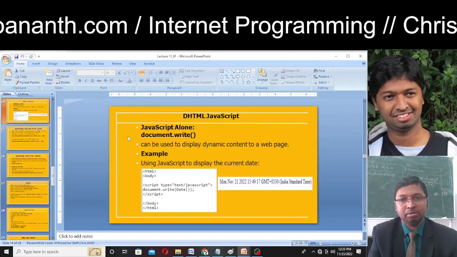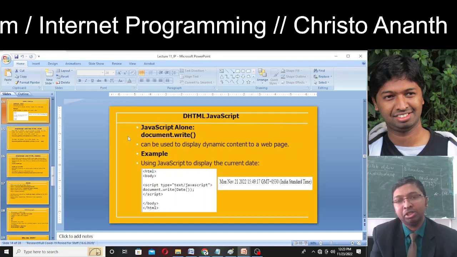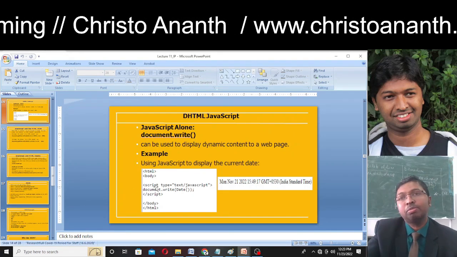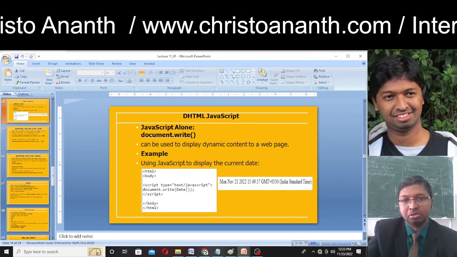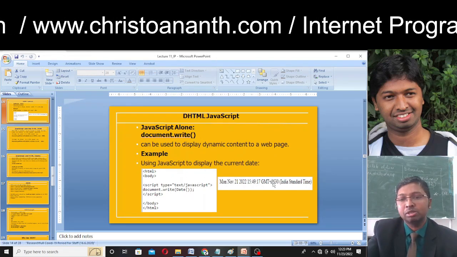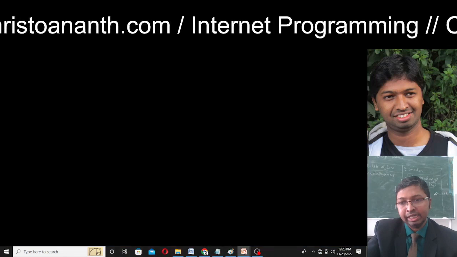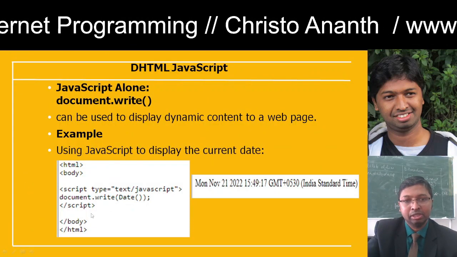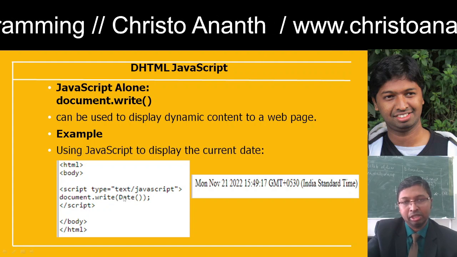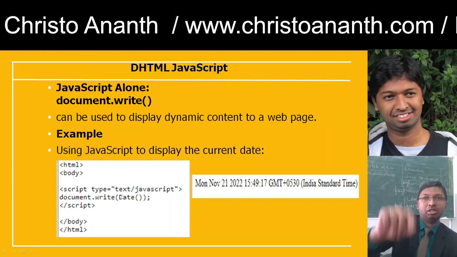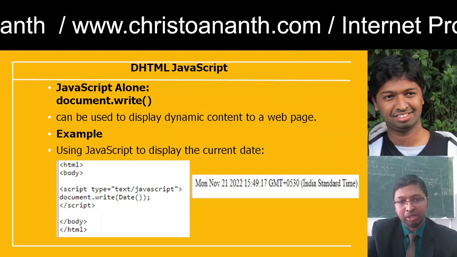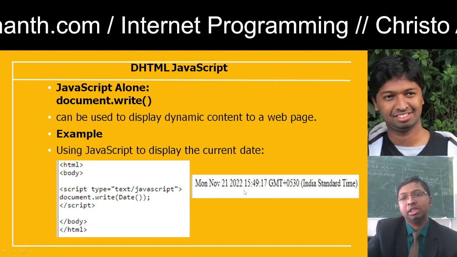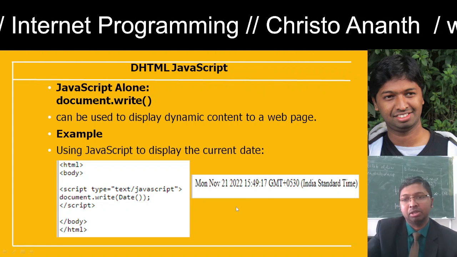In dynamic HTML, JavaScript, we will be using document.write, so that we will be using JavaScript alone. You can display dynamic content on a web page. You can use JavaScript to display the current date as well. So HTML, body, script type text/javascript, document.write the date. Whatever you put in document.write will be displayed. Close the script, close the body, and close the HTML. It will display the date as well as the time.